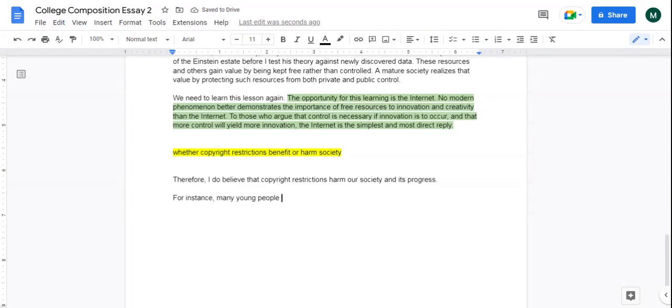many young people cannot imagine their lives without the internet. It is the go-to outlet, or I'll just say it is the go-to medium for accessing information. For instance, many young people cannot imagine their lives without the internet. It is the go-to medium for accessing information.